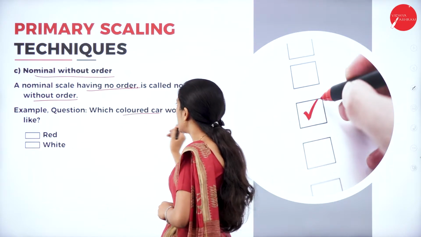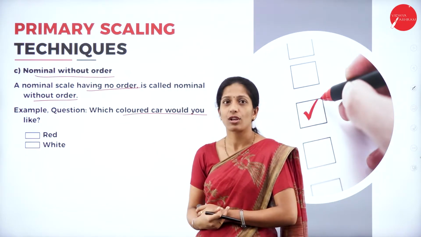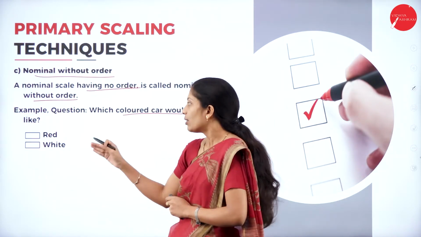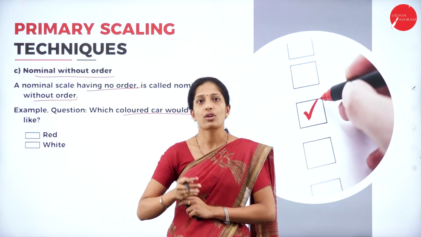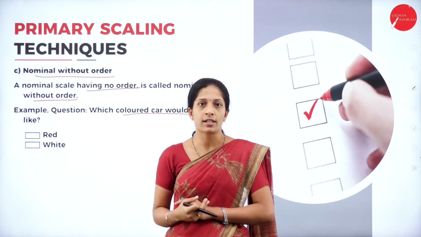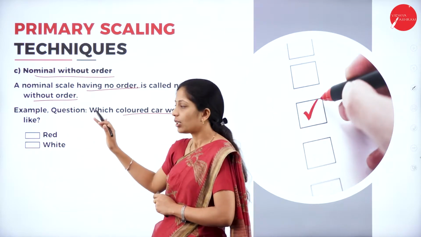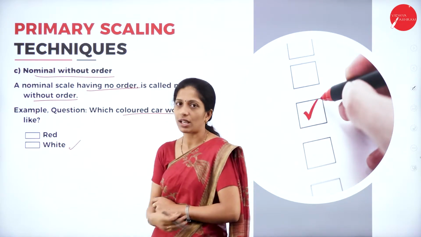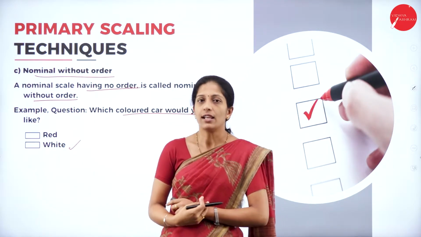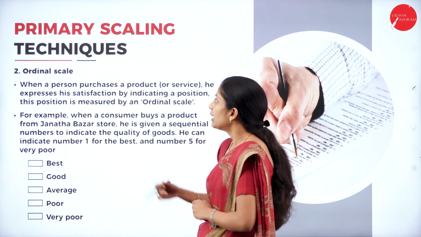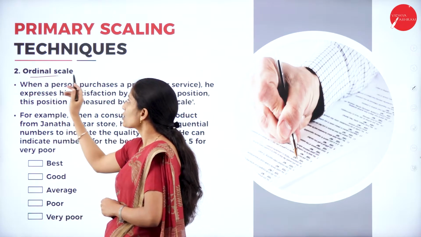Example, which colored car would you like? Here you can't tell that red is very beautiful or white is not beautiful. You can't tell in terms of ascending or descending order. They have given just options. You can choose either white or red. So, this is known as nominal without order.